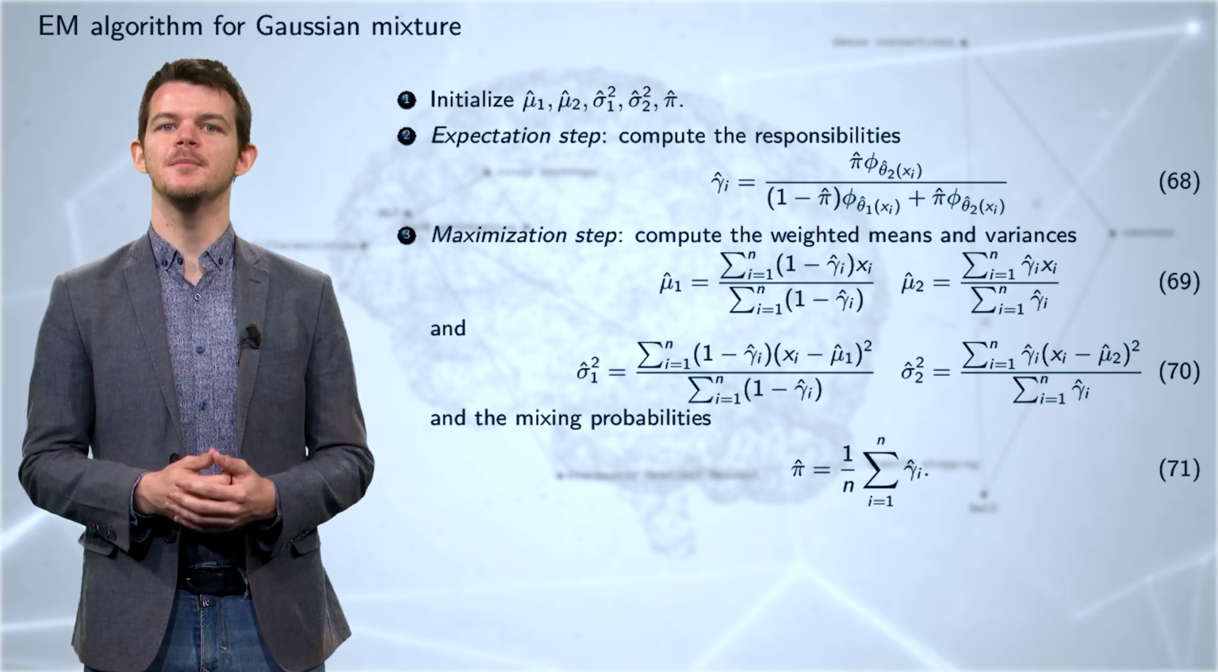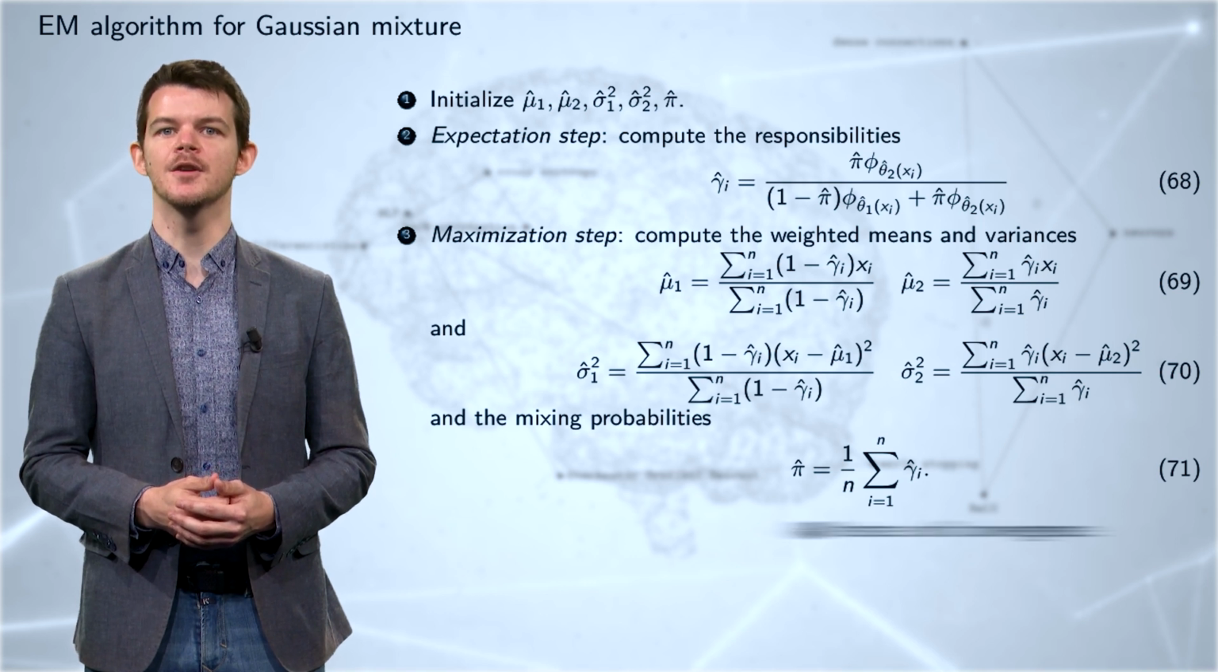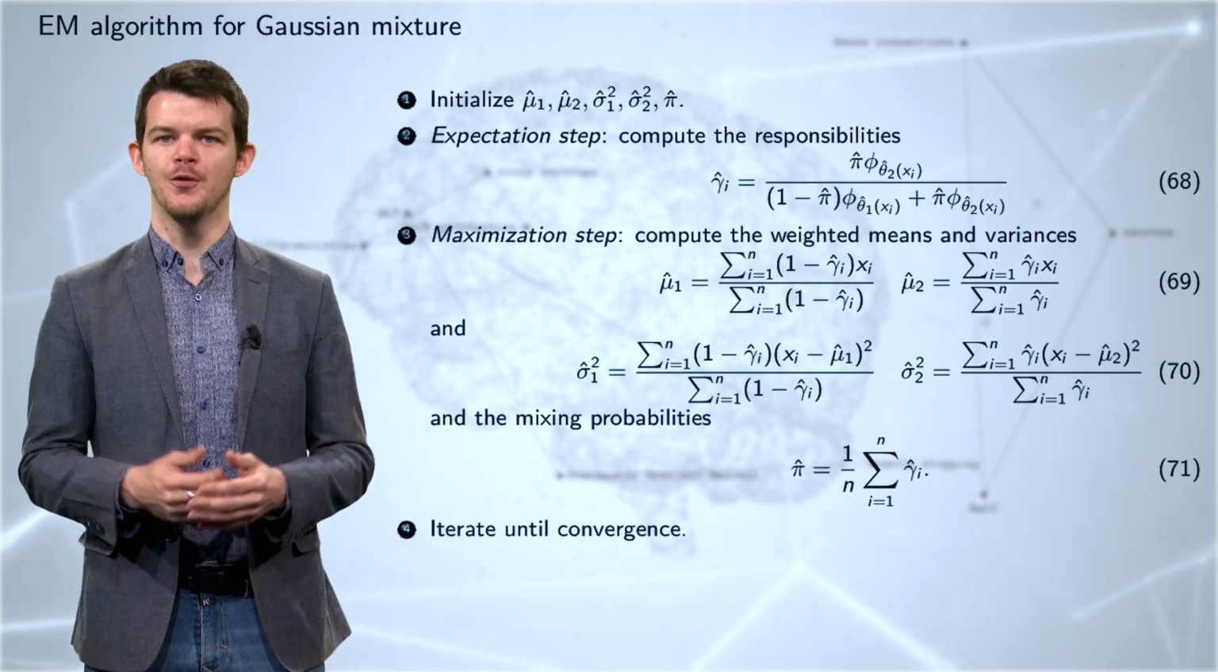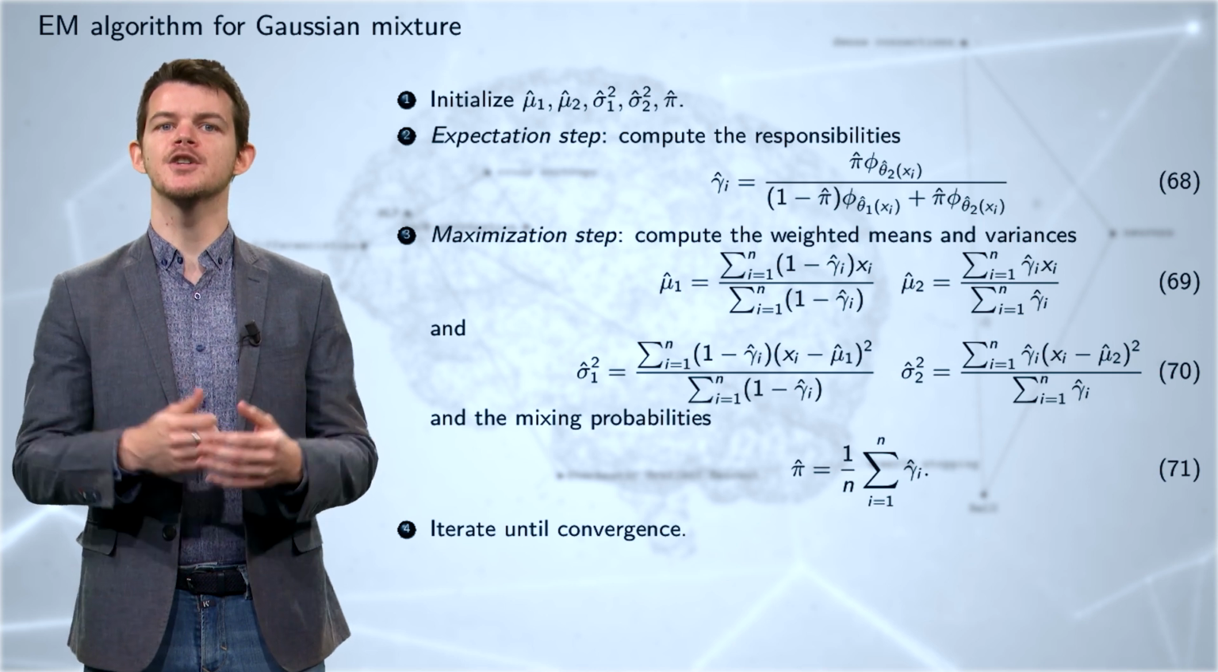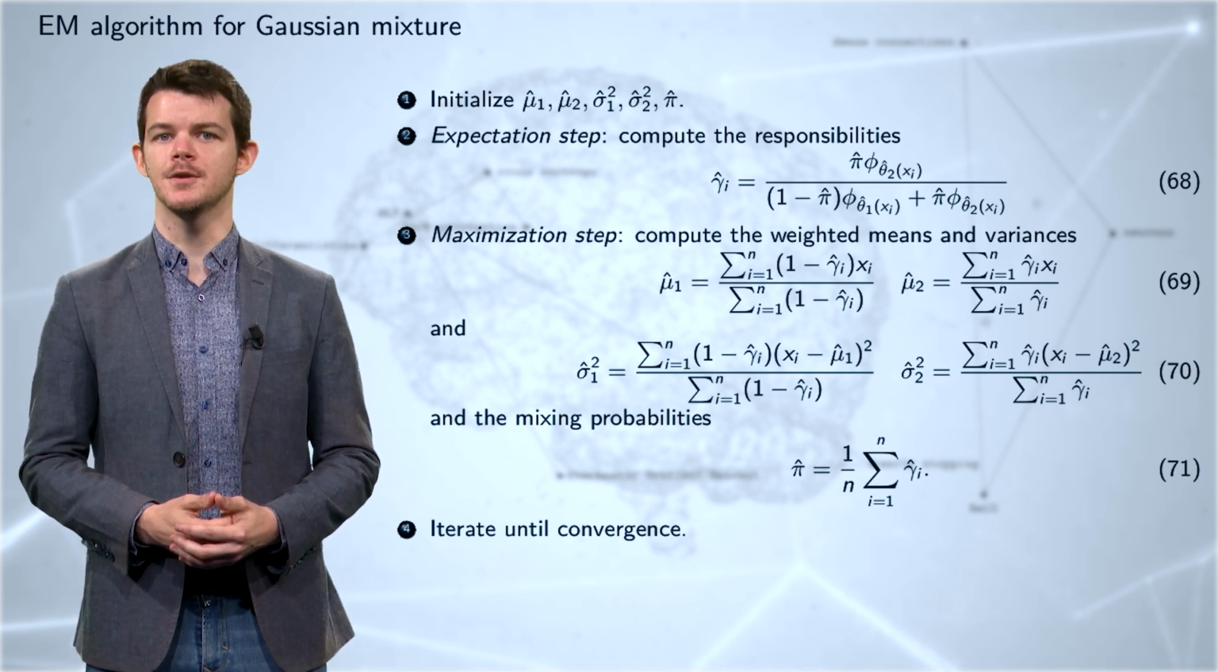The expectation and maximization steps are then repeated until some convergence is reached. The final values are the final estimation for parameters θ1, θ2, and pi.